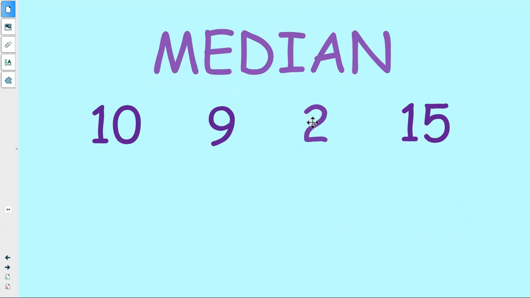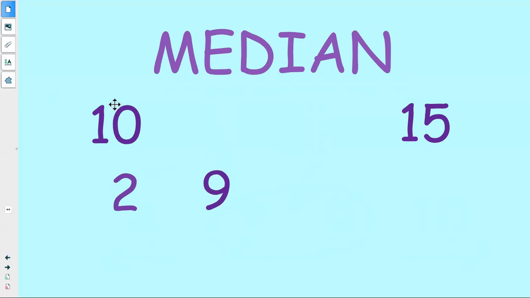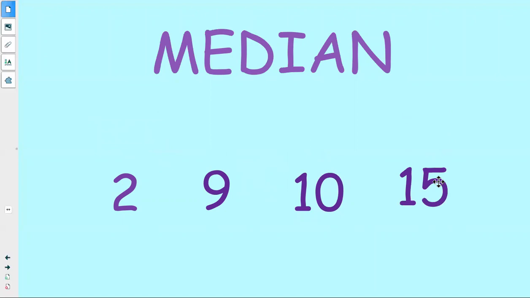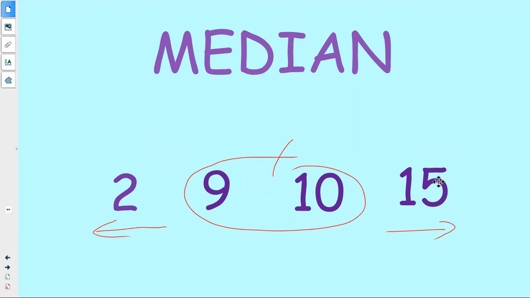Next one, just pause if you want to do it yourself. So we've got 2, then 9, then 10, and then 15. Again, 4 values in this data set. So I'm going to be circling these 2, same amount of numbers on the left and the right hand side. And the median is the number right in the middle. And the number right in the middle of 9 and 10 is 9.5. So that is your median.